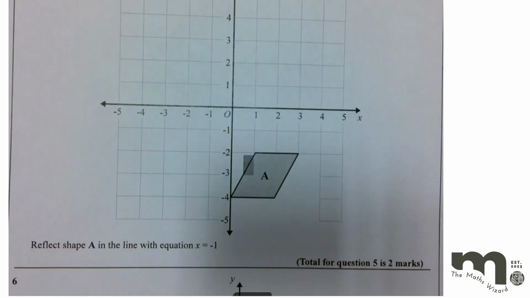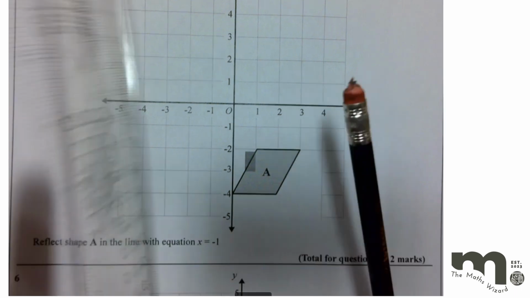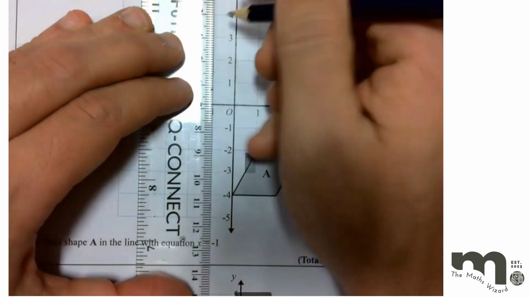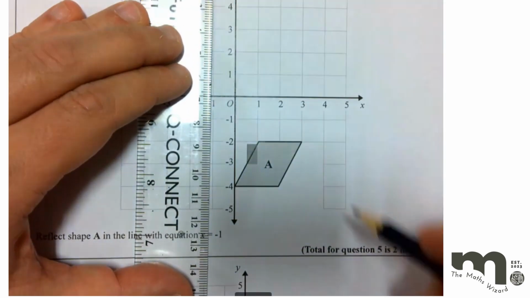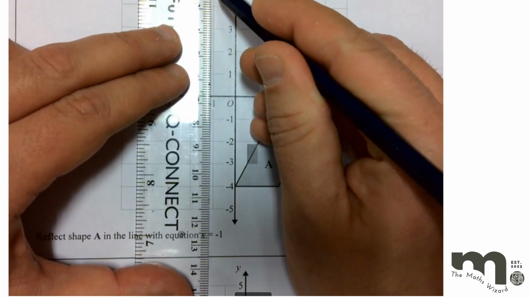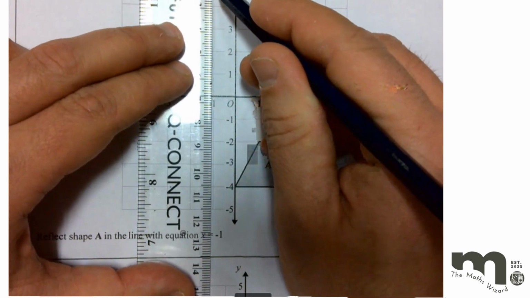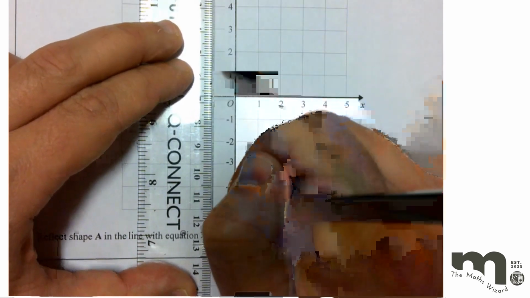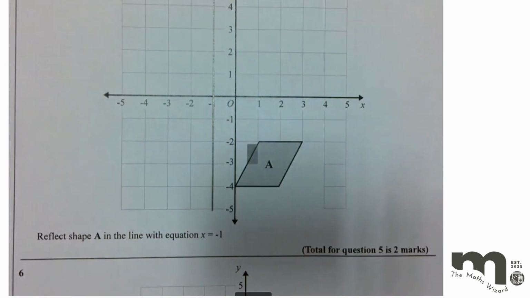Okay, so if we have a look at this one then, this time we're being asked to reflect shape A in the line x equals -1. So as I said before, anything that's x equals a number will be a vertical line going through that number on the x-axis. So this line here is x equals -1.